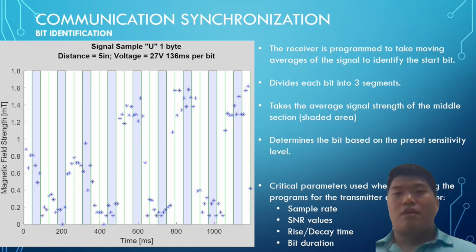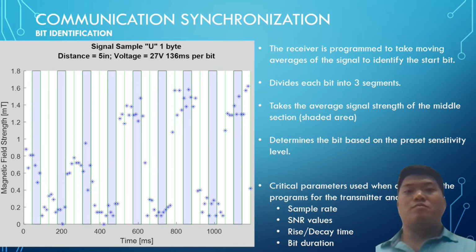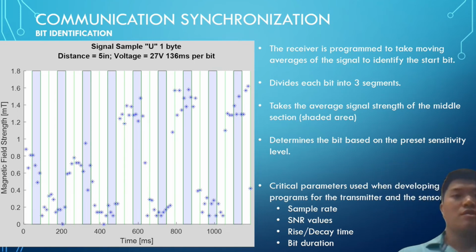the switch. So what I did to overcome this noise was programming the receiver to take a moving average of the signals, 4-point moving average to be specific, to identify the start bit. And then it divides every bit into 3 segments, and then it only registers the average of the middle segment of each bit. So the middle segment here is the shaded area.